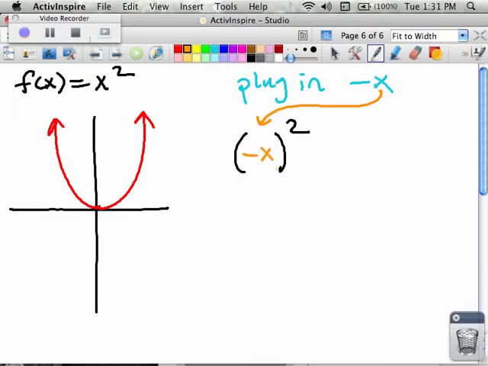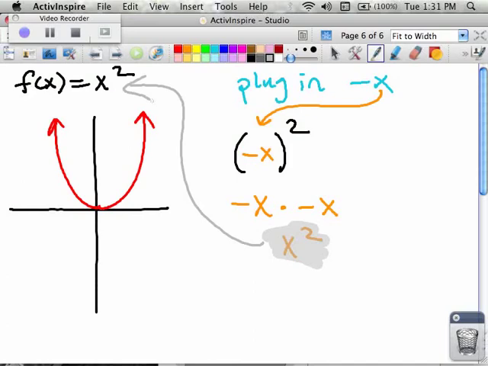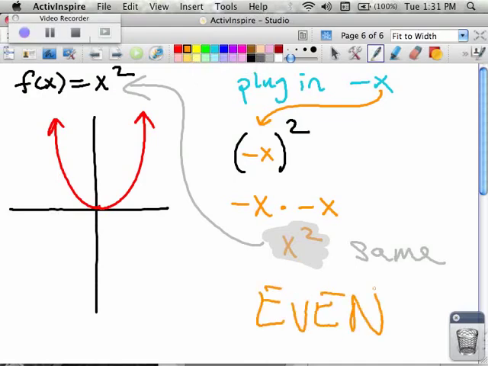So I put in opposite of x here. What does that mean? That means I have -x times -x, which turns out to be x squared. What I want you to notice is that this ending result, when I plugged in the -x, is indeed the exact same thing that I started with. That means that my answer is that this is an even function. If you end up with the exact same thing you started with, when you plug in -x, it's an even function.